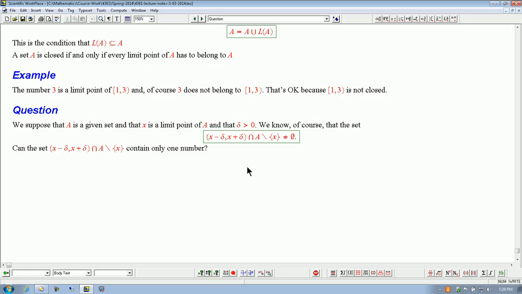Intuition. Either I'm going to come up with a cute little example of a set A and a limit point x of A and a positive number delta, and I will say, look here, this set is not empty, definitely not empty, but it's only got one number in it. Or alternatively, I won't give you such an example. I will tell you there isn't one, and I will give you a proof that this set must contain more than one number. More than one means at least two. You see?